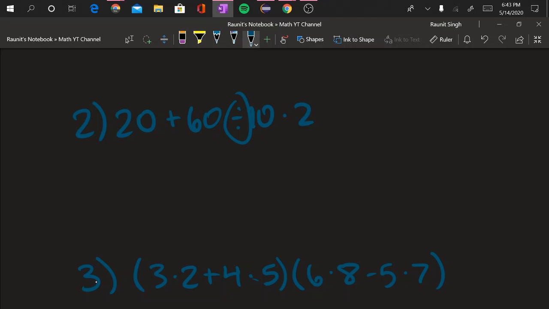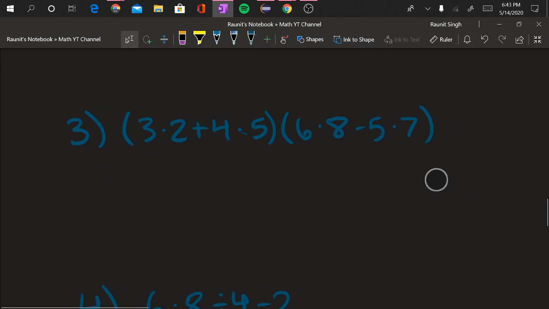Since we see the division first before the multiplication, we're going to do the division first. So we bring the 20 down, plus 60 divided by 10, which is 6, times 2. Now that equals 20 plus 12, which makes it equal to 32, right? Yeah, 32. Pretty simple.